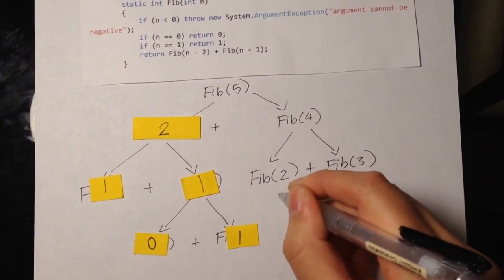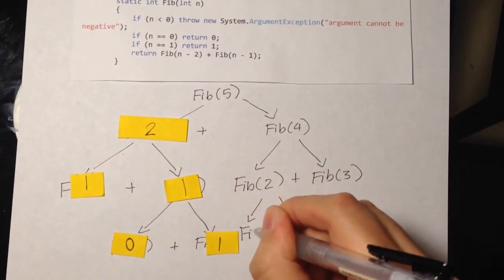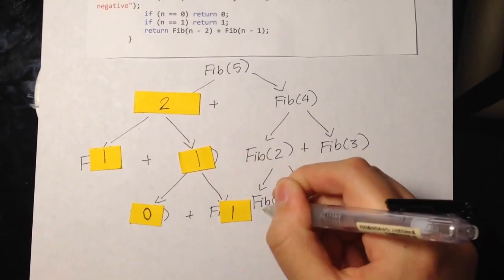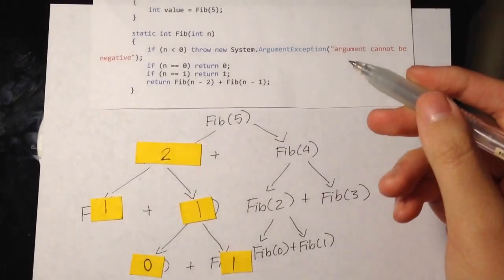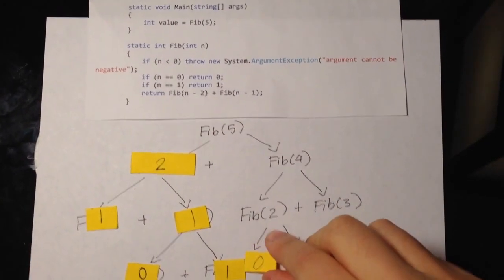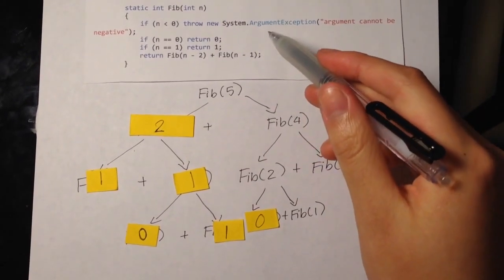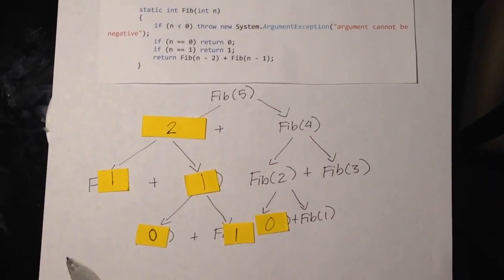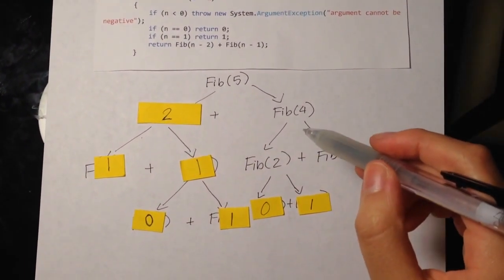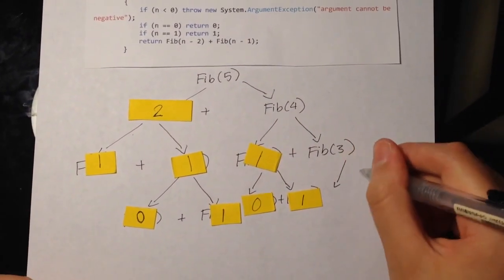Fib of 2 is called in the main function, the recursive call, and we find fib of 0 plus fib of 1. When fib of 0 is called in the main function, we reach a termination condition, so we return 0. When fib of 1 is called in the main function, we return a value of 1 because of the termination condition. So fib of 2 we find is 1, and fib of 3 is called in the main function.